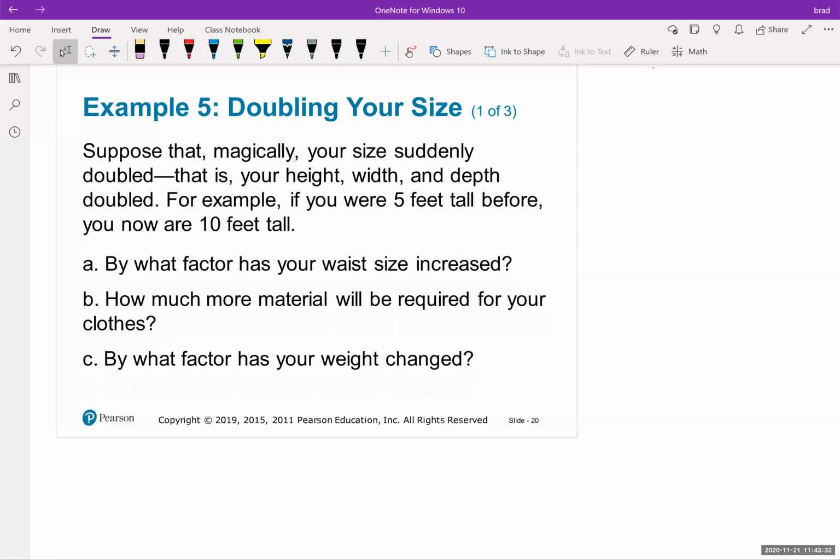Suppose that magically your size suddenly doubled. That is, your height, width, and depth doubled. For example, if you were 5 feet tall before, you are now 10 feet tall. By what factor has your waist size increased? Okay, so let's think about that a second. Let me turn my page in my notes real quick.